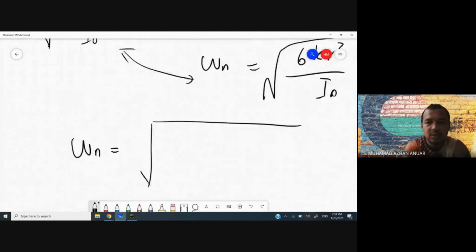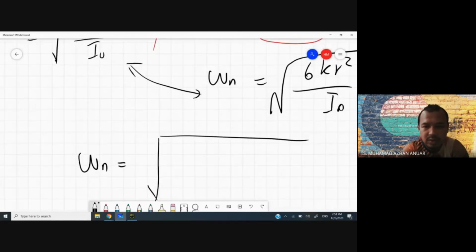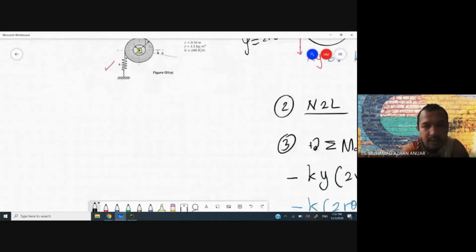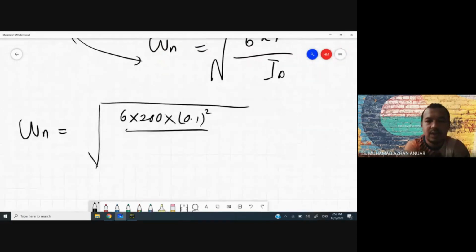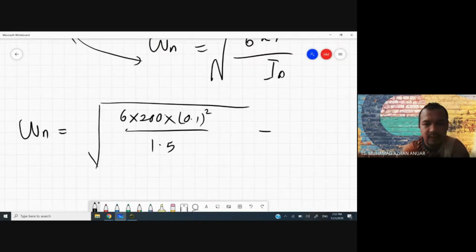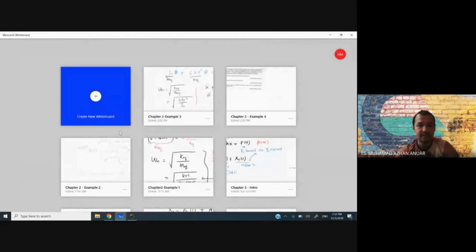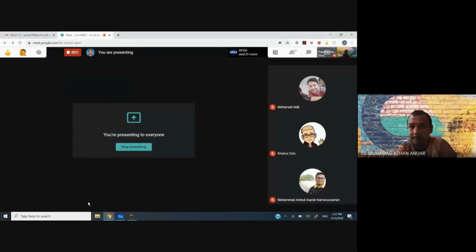So 6 multiplied by 200 multiplied by 0.1 squared, divided by I, which in this case is 1.5. You divide by 1.5, and you should get the answer for this question. So that is the first question for today. Any questions, guys, for the first question?